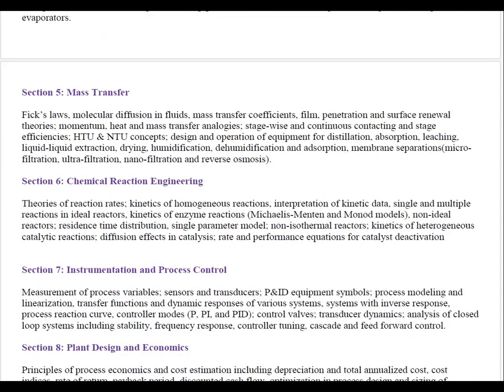Next, the important subject is mass transfer operations. Few numericals are also from this subject. Basically there are different types of theories, like Fick's law, which is an important law. Then different theories like the film theory, and then penetration or surface renewal theories, then how we can calculate HTU values, NTU concepts, then the different mass transfer operations like distillation, absorption, leaching, liquid extraction, drying. We will do numericals on this.